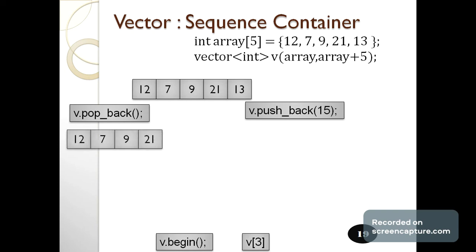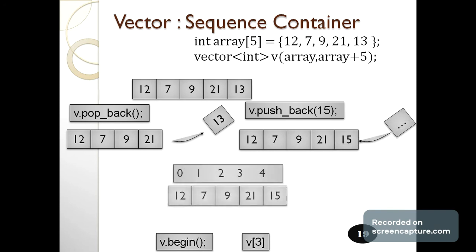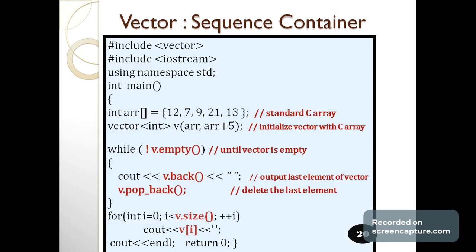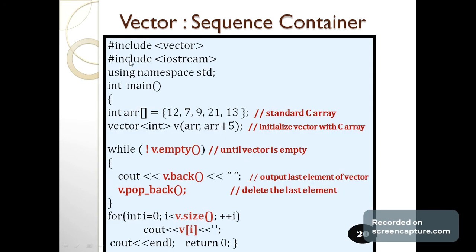So observe how the scenario is given. 13 is removed and v dot push back will insert 15 at that particular position. Then v dot begin means it will point to the first position of the vector, and v of 3 will point to 13, not 21, actually it will point to 15, v of 3. And this is a sequence container program of a vector.